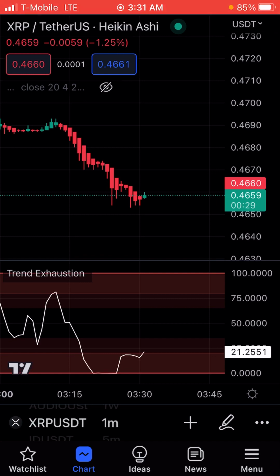I find this indicator alone pretty helpful. And with this strategy, it's the only indicator that I have, so it does work pretty well. You'll be able to find the tops and bottoms pretty easily with the strategy, but it's not 100% effective, so just be cautious of that.